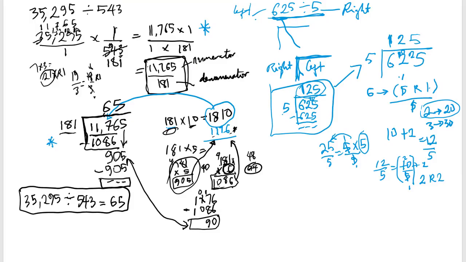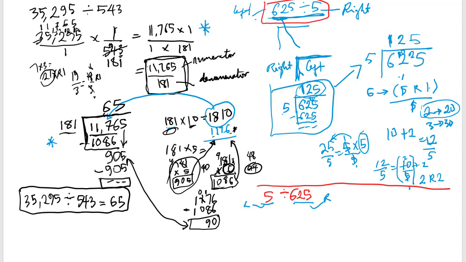Okay, let's continue from where we stopped. We considered this last time. So let's say we have 5 divided by 625. Remember the concept I said, we have the left hand side and the right hand side. So this is the left, and this is the right.